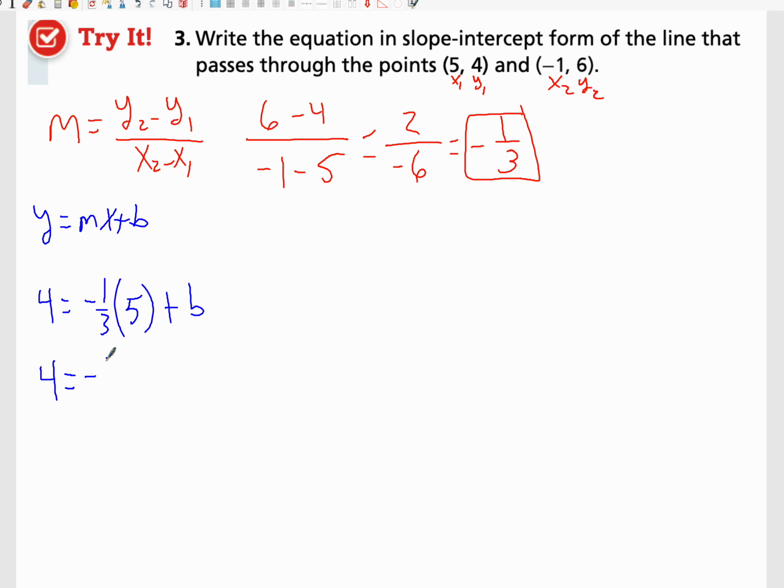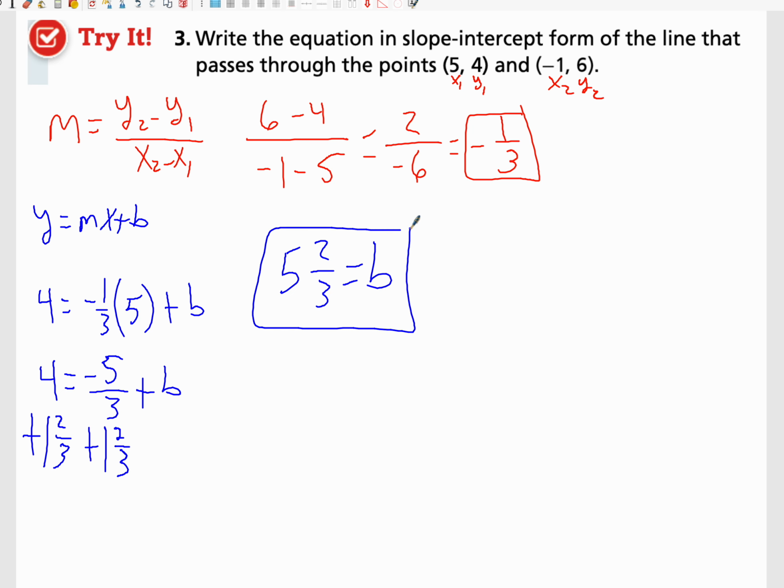So 4 equals negative 5/3 plus b. So that's 1 2/3, right? So I'm going to add, is it okay if I just do that, add 1 2/3? I just simplified my fraction is all I did. What's 4 plus 1 2/3? 5 and 2/3. So 5 2/3, I'm going to come over here because I'm out of room. 5 2/3 equals b. So there's my y-intercept. So I can write the equation, y equals negative 1/3 x plus 5 2/3.